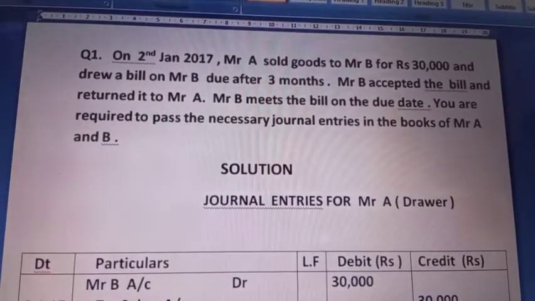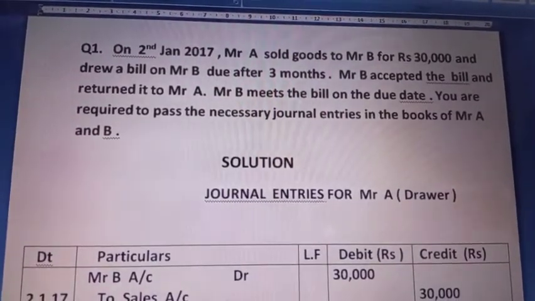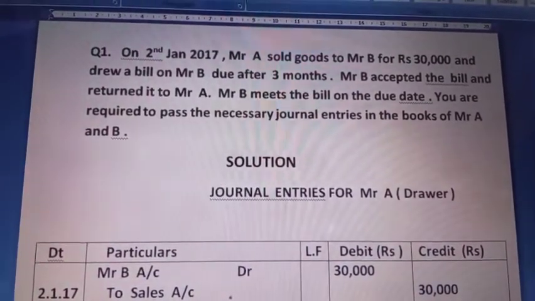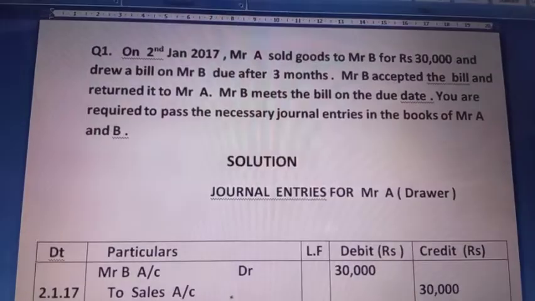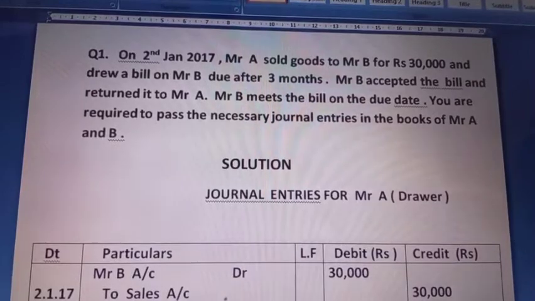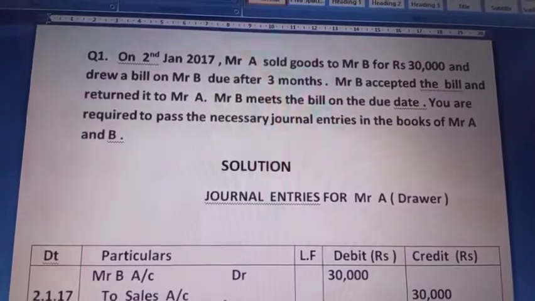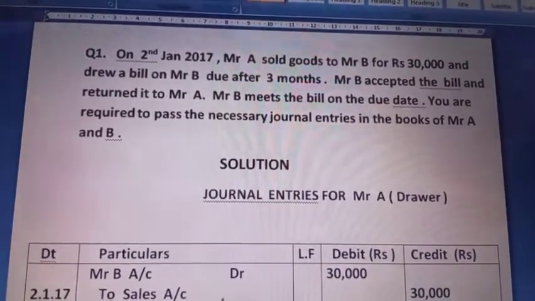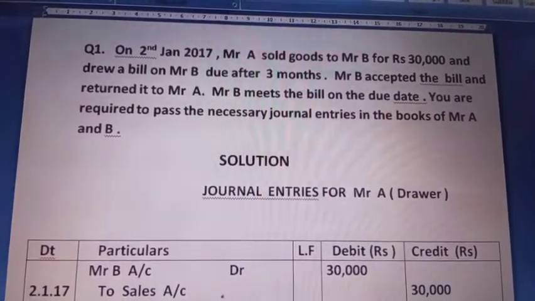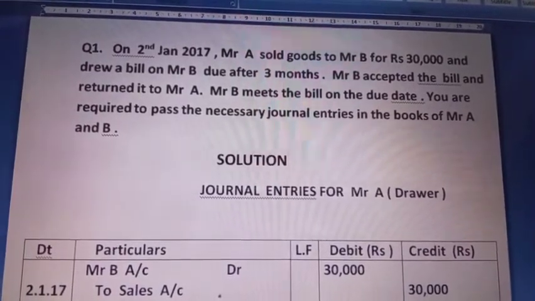So here we have the first sum, where it is mentioned that on 2nd January 2017, Mr. A sold goods to Mr. B for rupees 30,000, and it is assumed as a credit sale, and drew a bill on Mr. B due after 3 months. That means after 3 months, Mr. B will pay him 30,000, and Mr. B accepted the bill and returned it to Mr. A. Now on the date of maturity, or on the due date, Mr. B meets the bill, that means Mr. B pays the bill amount, and we are required to pass the journal entries in the books of Mr. A and Mr. B.